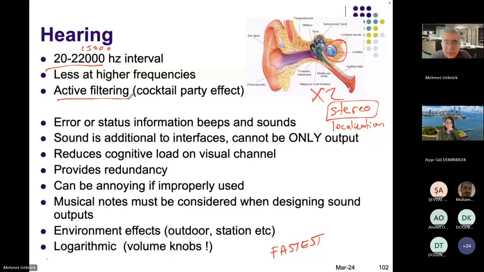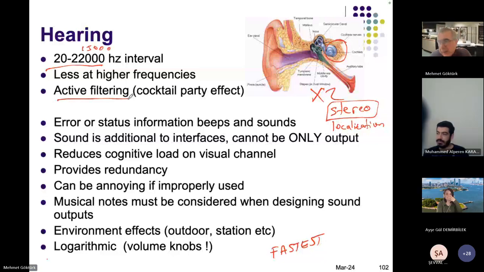So sound, teşekkürler Ayşe. Possible to open.